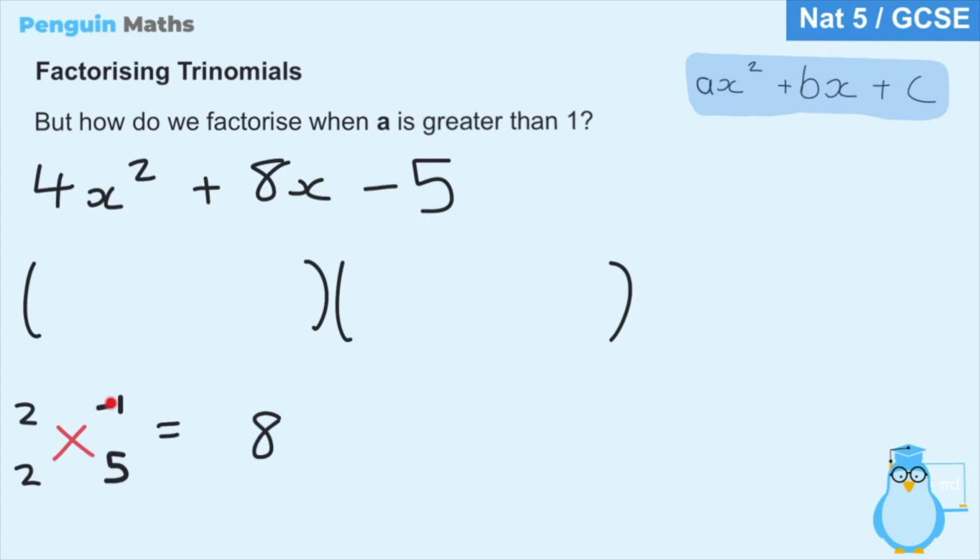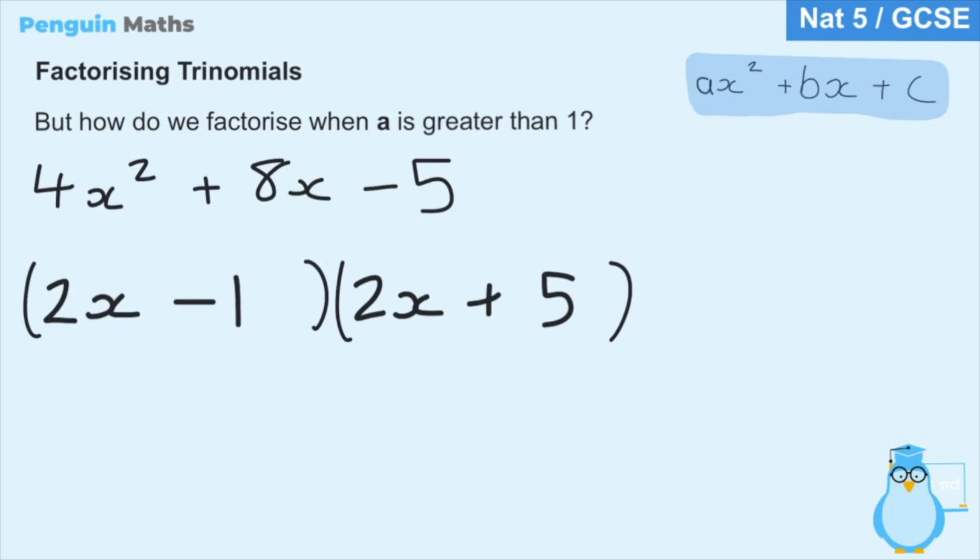The first bracket has these terms here, so 2 and minus 1. And we know that the first term always contains an x, so it's going to be 2x minus 1. And then the second bracket has these numbers down here, 2 and 5, so that's going to become 2x plus 5. So in the first bracket, 2x minus 1, and in the second, 2x plus 5.